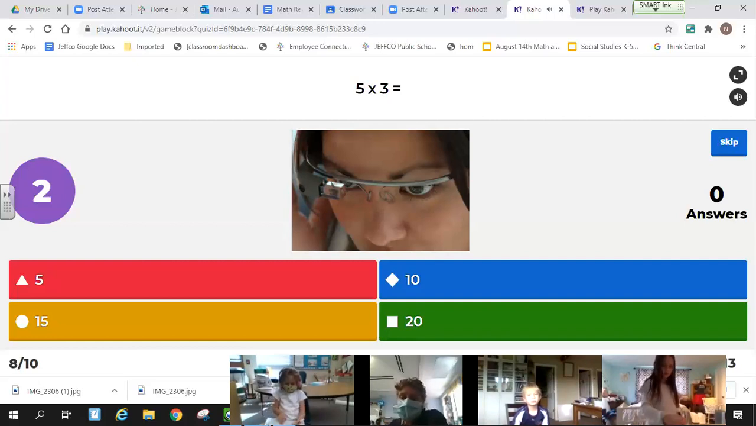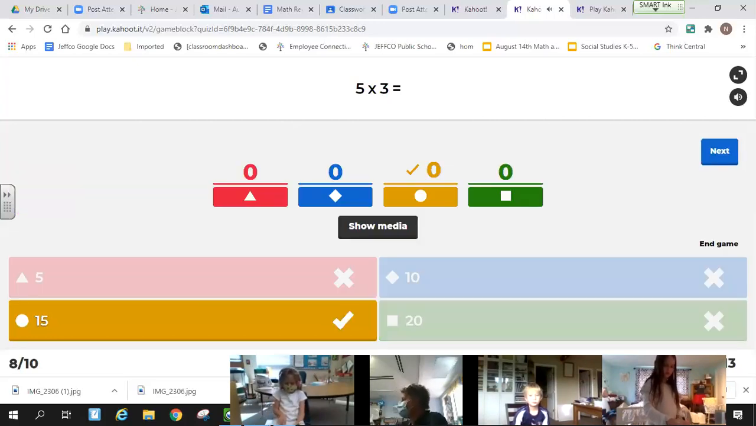Where's Mr. Charlie B? Did he leave? He left. All right. There he is. How many people did 3 fingers and counted by 5s? 5, 10, 15. Good job.